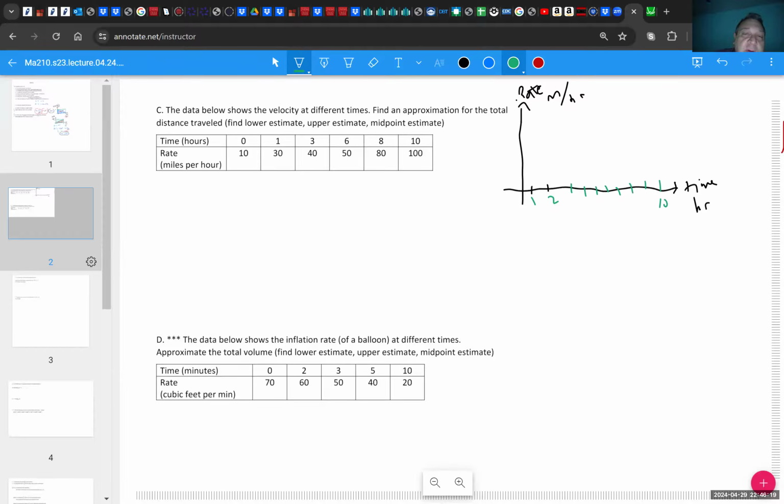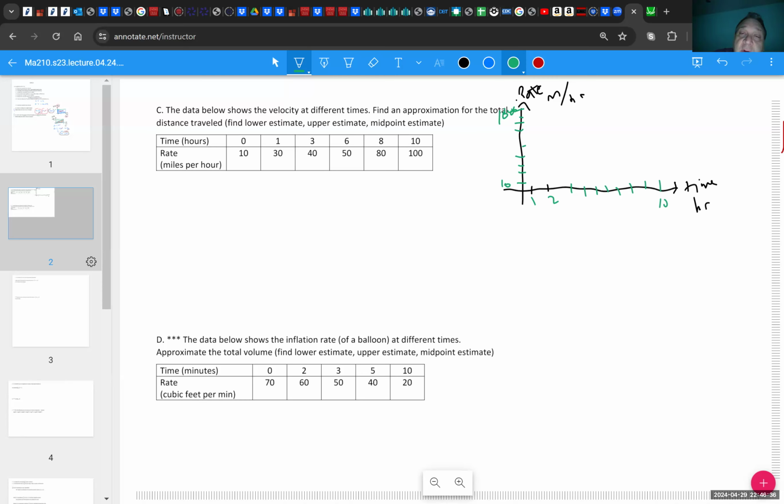It's going to be a sketch. Don't worry about it being precise. The rate goes from 0 to 100, so I'll just count by tens as well. So 10, 20, 30, 40, 50, 60, 70, 80, 90, 100. So that is just a rough sketch just to give people a visual of what's going on here.